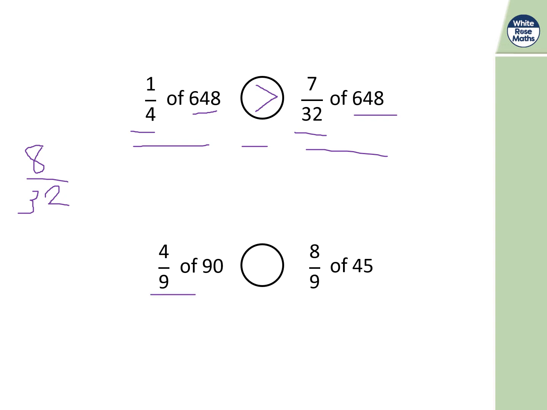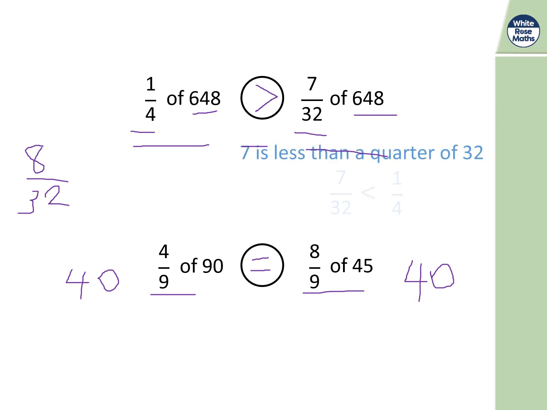This next one, there is no harm, guys, in obviously working that out. So this one, I'll try to work out actually to do a bit of practice. So do 90 divided by 9, which is 10, and then times by 4, it's going to be 40. This next one, 45 divided by 9 is 5, times by 8 is 40. So they're actually both equal to one another for that.